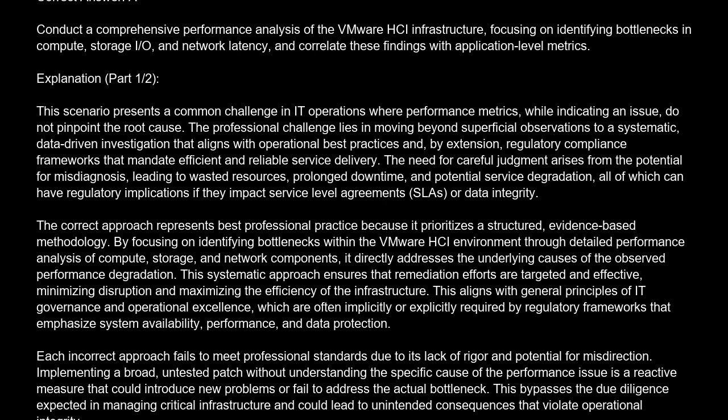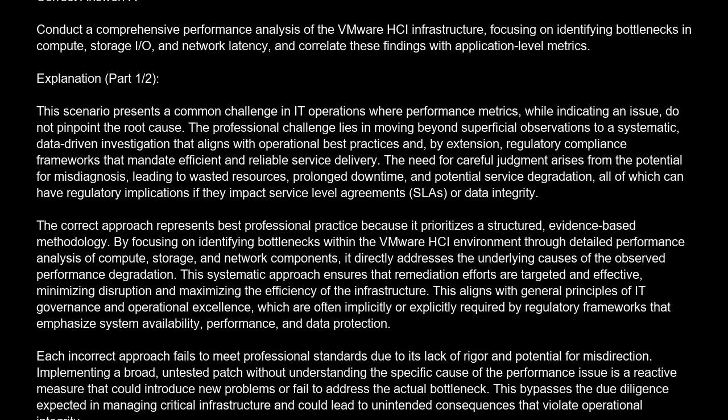The need for careful judgment arises from the potential for misdiagnosis, leading to wasted resources, prolonged downtime, and potential service degradation, all of which can have regulatory implications if they impact service-level agreements, SLAs, or data integrity. The correct approach represents best professional practice because it prioritizes a structured, evidence-based methodology.